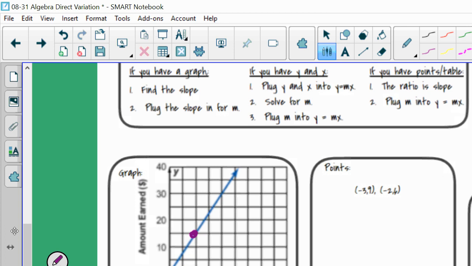Okay, I want to know if this is a direct variation. So I'm going to double check by doing y over x for both of these values. 9 over negative 3, that's y over x, equals negative 3. Then 6 over negative 2 equals negative 3 as well, which means it's a direct variation. That also means I've already found my slope. So my slope is negative 3, and my equation is y equals negative 3x.